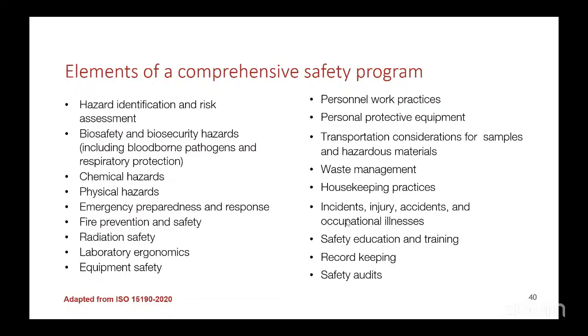We'll talk about incident, injury, accident, and occupational illness, safety education, and training. So there should be record keeping and safety audit. There should be periodic safety audit. All these form a comprehensive safety program. So if there's any you don't understand here, please type in the comment section. I'm going to explain which of these safety programs you don't understand. Type in the comment section and I will explain. I'll give you 1 minute to do that.